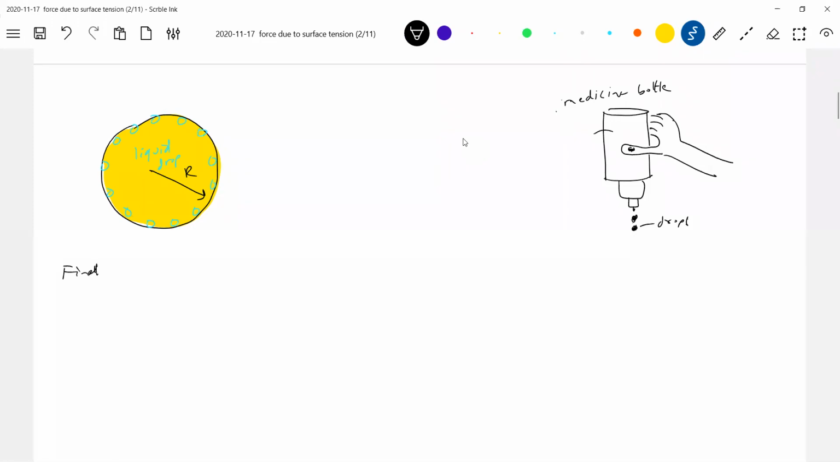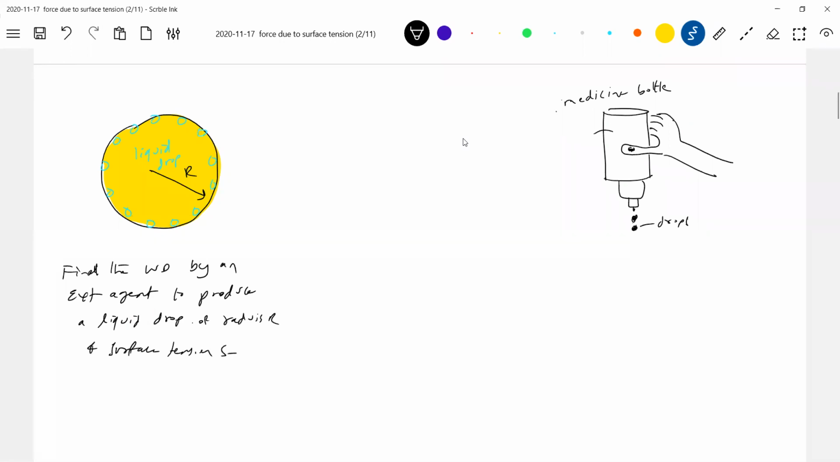Find the work done by an external agent to produce a liquid drop of radius r, surface tension. I'll write ST so that it will be easy for you. What is the work done by the external agent? It should be equal to surface tension into change in area. What is the final area, AF, minus initial area AI?